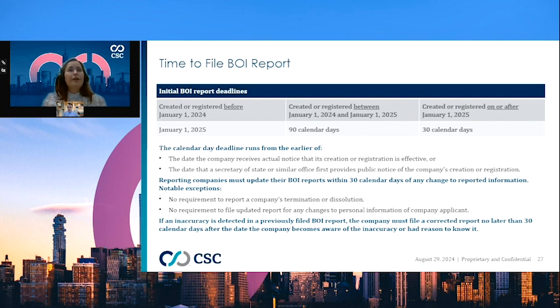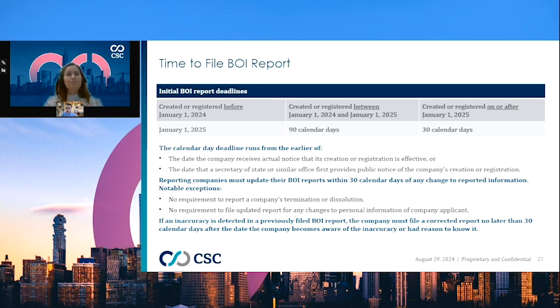Time to file a BOI report depends on when the domestic reporting company was first created or when the foreign reporting company was first registered to do business in the U.S. As I'm sure everyone is aware, companies created or registered before 1/1/24 must file BOI reports by 1/1/25. Companies created or registered during the 2024 calendar year must file within 90 days. And for companies formed or registered on or after 1/1/25, the reporting deadline shortens to 30 calendar days of its creation or registration.